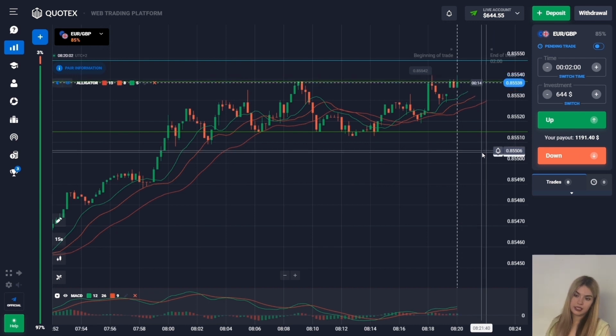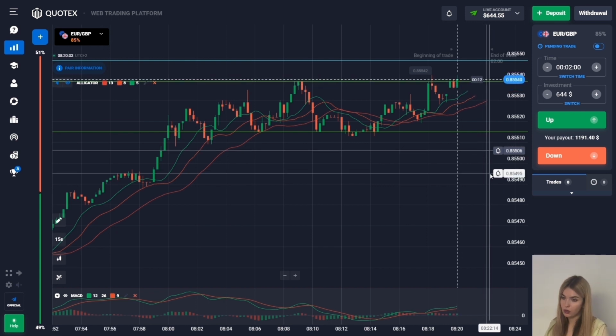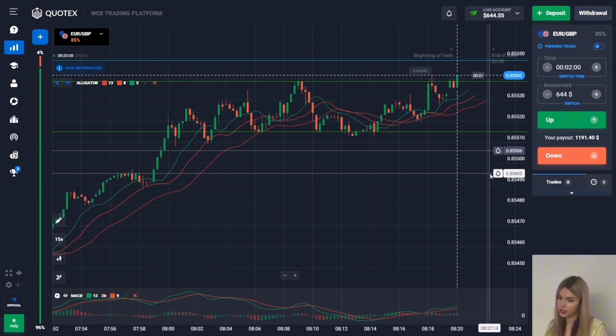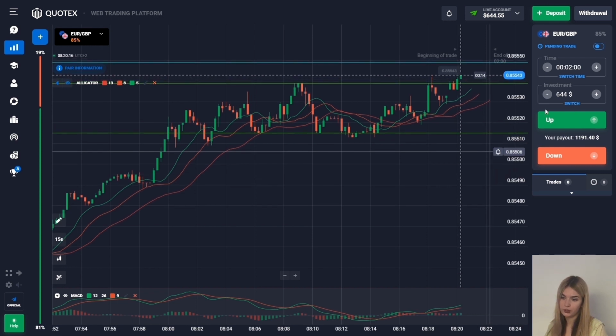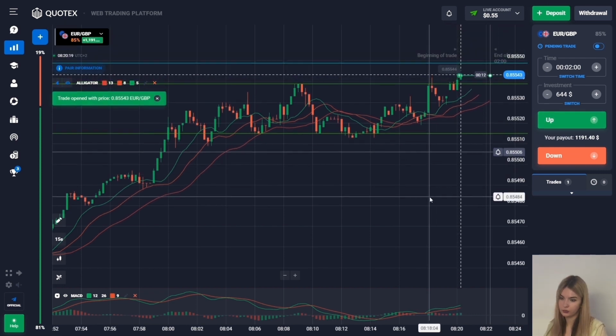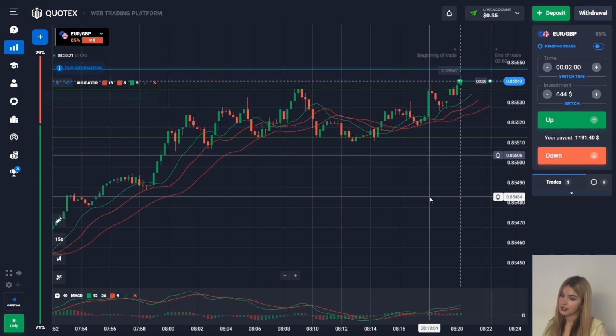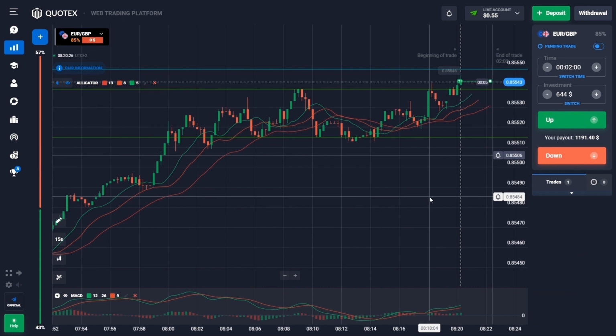Indicators also indicate continued growth. The sliding alligators move at a greater distance from each other, while the green one is sliding from above, and the MACD line is above the zero level and the main one is located above the signal one. The amount of my deal is $644.